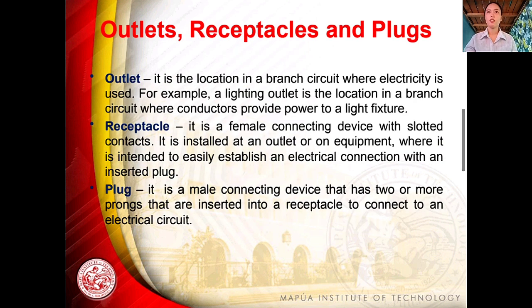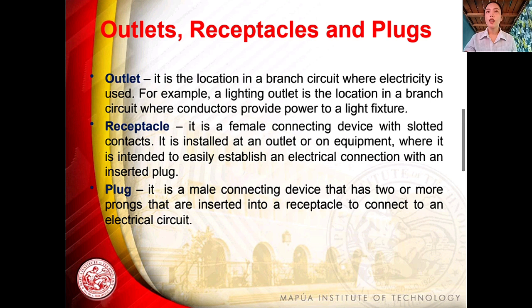So, outlet, receptacles, and plugs. So, outlet. It is the location in a branch circuit where electricity is used. So for example, a lighting outlet is the location in a branch circuit where conductors provide power to a light fixture. So outlet, muna siya kung asa gamito ng electricity.